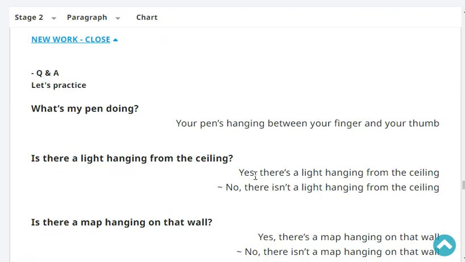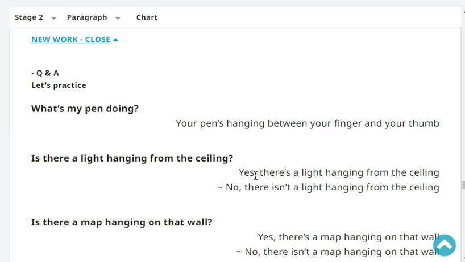Okay, let's practice. What's my pen doing? Your pen's hanging between your finger and your thumb. Is there a light hanging from the ceiling? Yes, there's a light hanging from the ceiling.